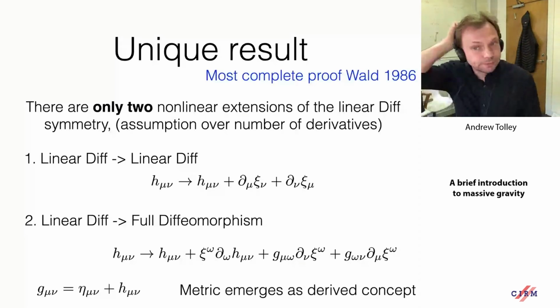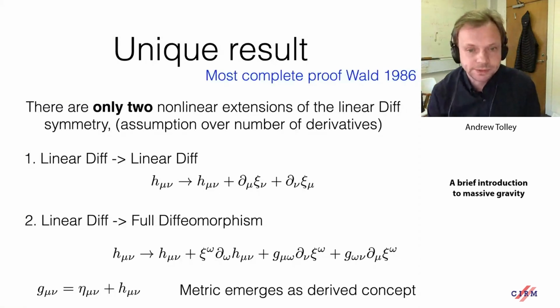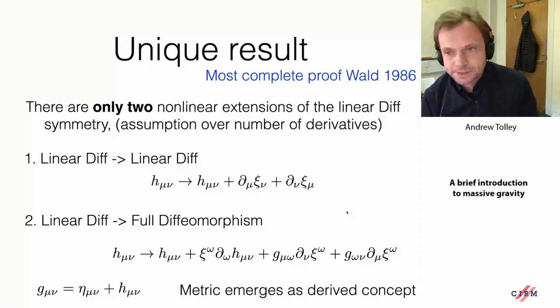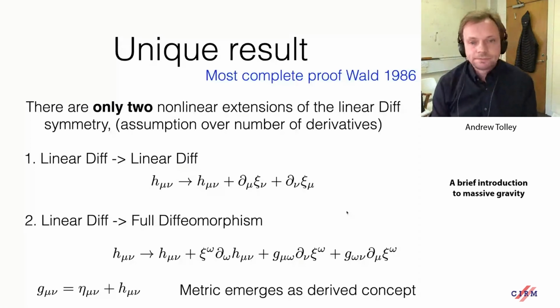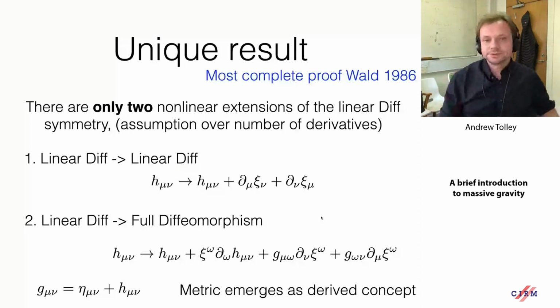But the punchline of all these arguments, and the most complete proof, there's a nice paper by Wall that gives probably the most detailed argument of this, but it's implicit in the work of Deser and so on, is that there are only two nonlinear extensions of the spin-2 gauge symmetry, at least if we make an assumption on the overall number of derivatives in the gauge parameter. The two are the trivial one, where we don't change the gauge symmetry, we just keep the symmetry to be linear diffeomorphisms all the way up. And then the other one is full diffeomorphism symmetry.